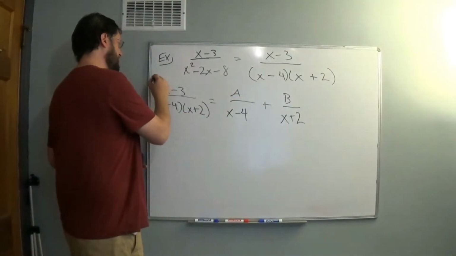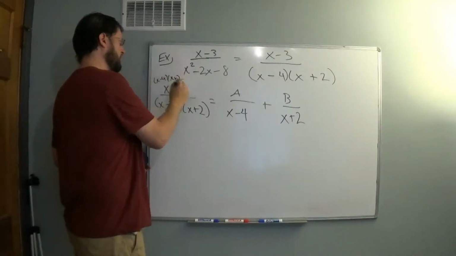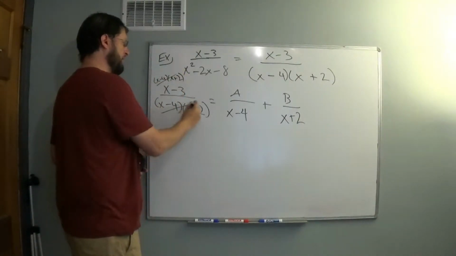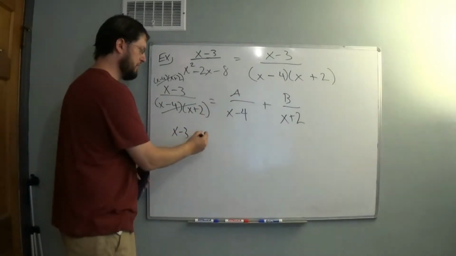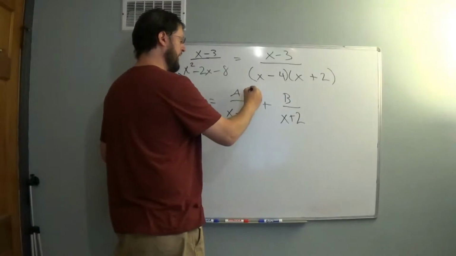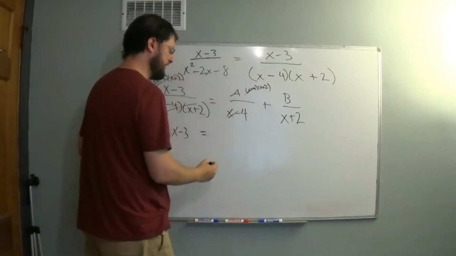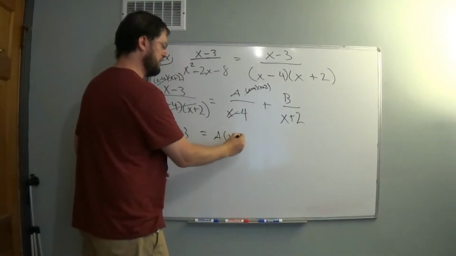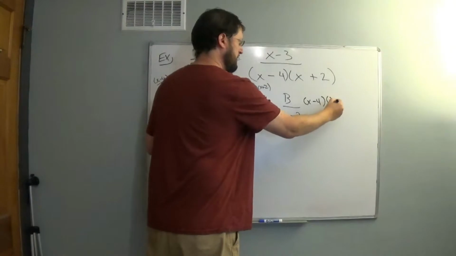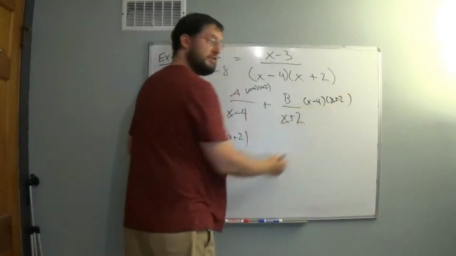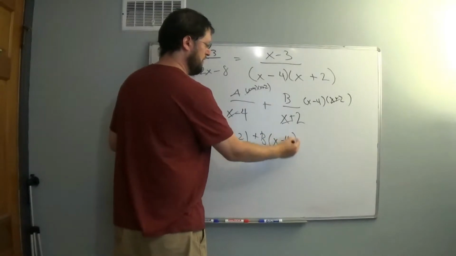If we multiply this by x minus 4, x plus 2, then the entire denominator will cancel away, and we're left with x minus 3. This one we multiply by x minus 4, x plus 2. The x minus 4's cancel, and we get a times x plus 2. If this one we multiply by x minus 4, x plus 2, the x plus 2's cancel, and we're left with b times x minus 4.